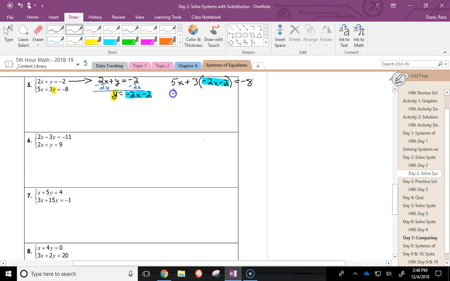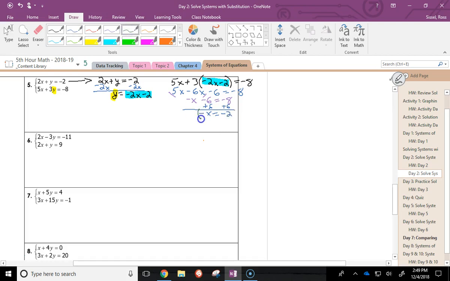I'm going to distribute. 5x, 3 times negative 2x is negative 6x, 3 times negative 2 is negative 6. Go back and forth between colors here. I'm going to combine like terms since these are right next to each other. Sorry, I'm giving the answer. 5x minus 6x is negative x. And then I'm going to add my 6. I have negative x equals negative 2.